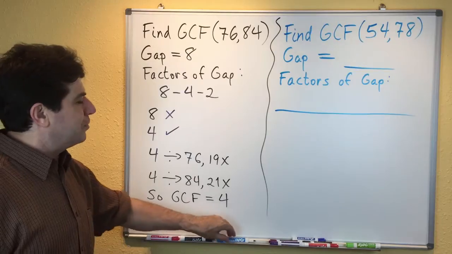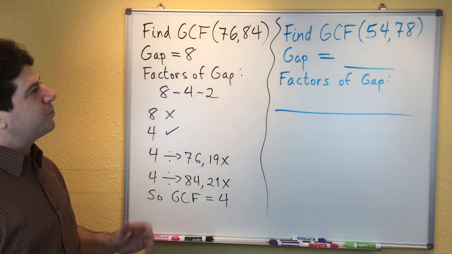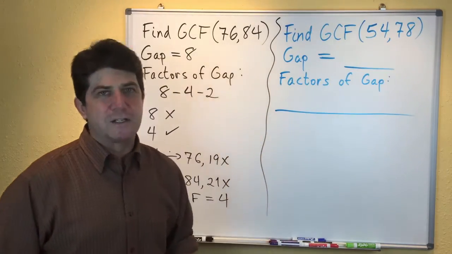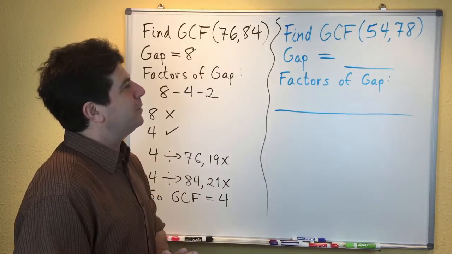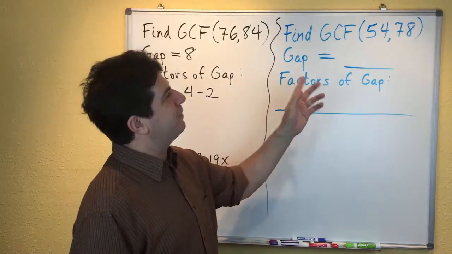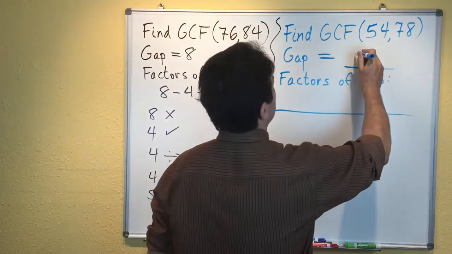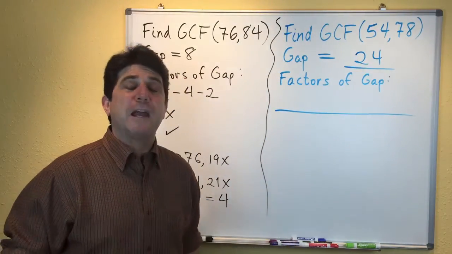So let's now do one problem more like together. So here's an interesting problem. Find the GCF for 54 and 78. All right. So first step, based on cool fact number 1, we get the gap. What's the gap for 54 and 78? Well, those numbers are 24 apart. So the gap's going to be 24.